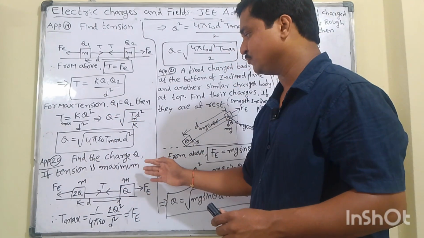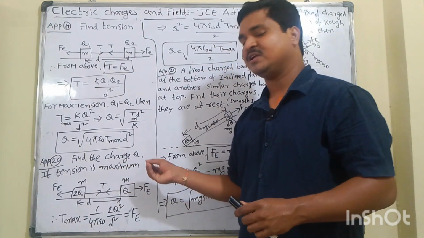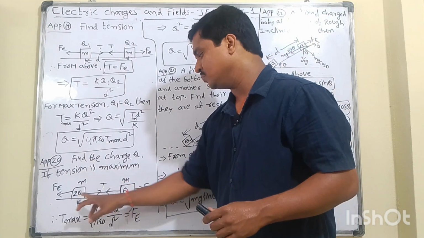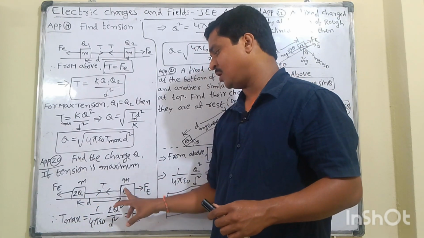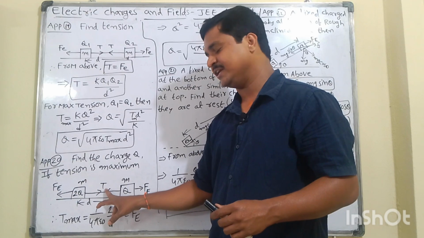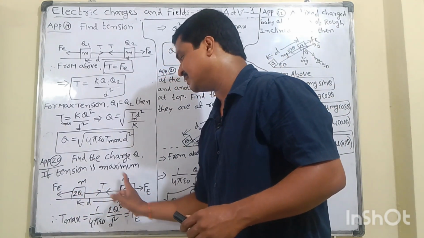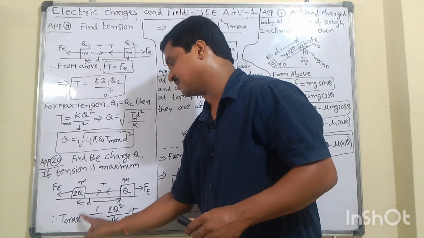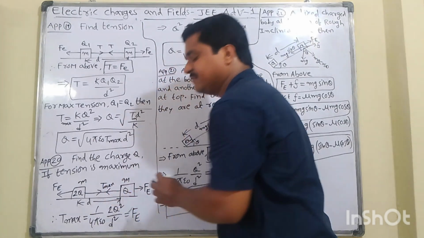Coming to application number 20, find the charge q if tension is maximum. They asked to find the value of charge when the tension is maximum. They took two charges 2q and q separated by distance d, and between the two blocks we have the tension force T. Tension force is the pulling force, and the repulsive force between the two similar charges, Fe, is towards the left. So Fe equals T maximum. They mentioned the maximum value of tension between the two charges.